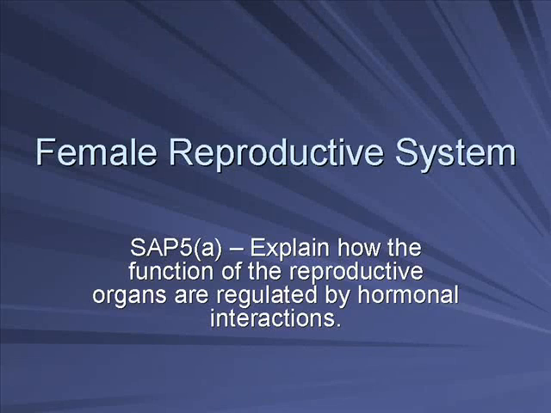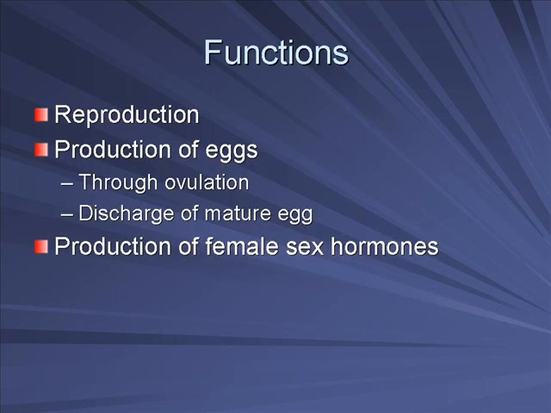Okay, this lecture is going to cover the major functions and structures of the female reproductive system. Of course, the main function of the female reproductive system is reproduction itself, right? Just making progeny, reproduction of the species. But specific to the female is also the production of eggs.